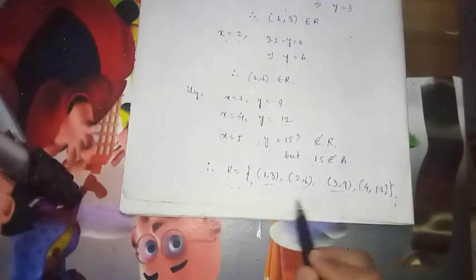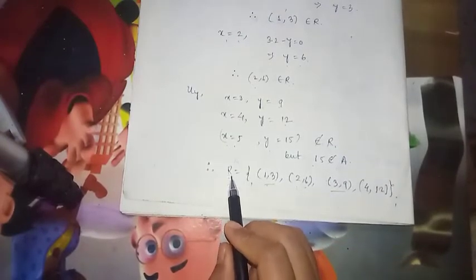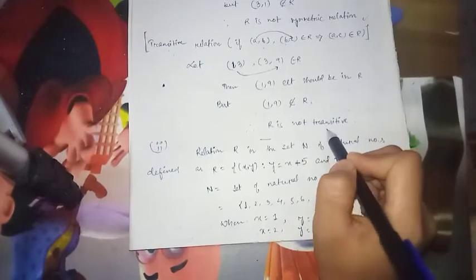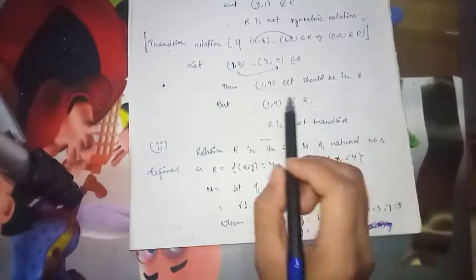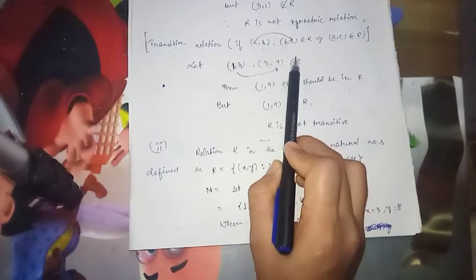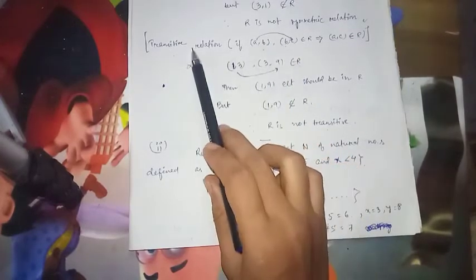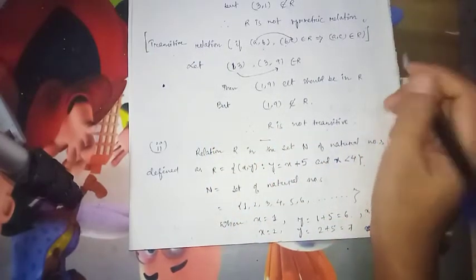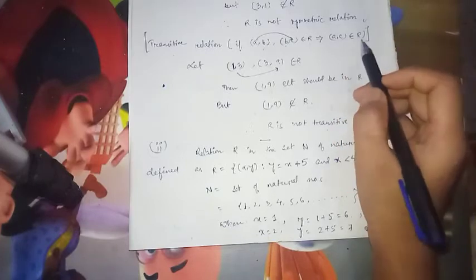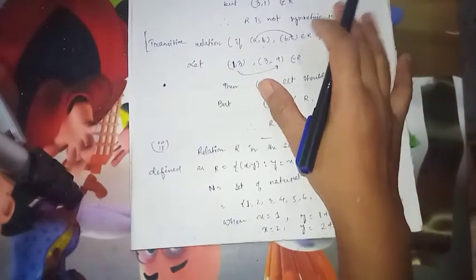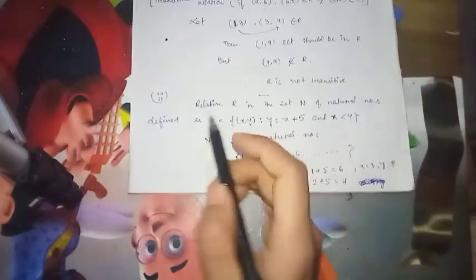There is no 1, 9 element in relation R, so this relation R does not follow the rules of a transitive relation. Therefore this relation is not a transitive relation. Therefore R is not transitive, since these two elements belonging to this relation R do not satisfy the definition of transitive relation. So question number 1 or 1 to, it is not a reflexive relation, not a symmetric relation, and not a transitive relation. I think everyone understood this question. The next question is question number 2.